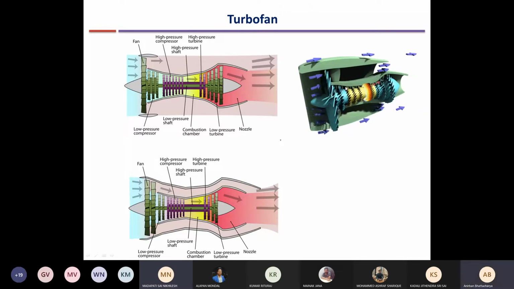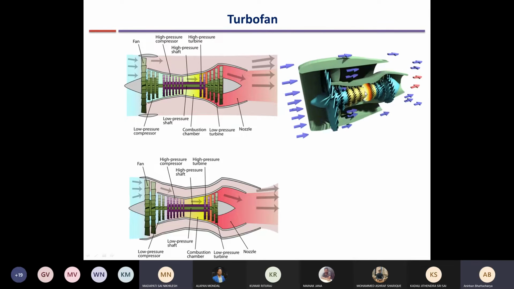Sir, the combustion chamber is at a very high pressure compared to the compressor outlet. Is that correct, sir? No. The compressor outlet pressure is equal to the combustion chamber pressure. Because how will it increase? How will the pressure increase in the combustion chamber? The combustion chamber is open at both ends. It's like a duct, like a cylindrical pipe.